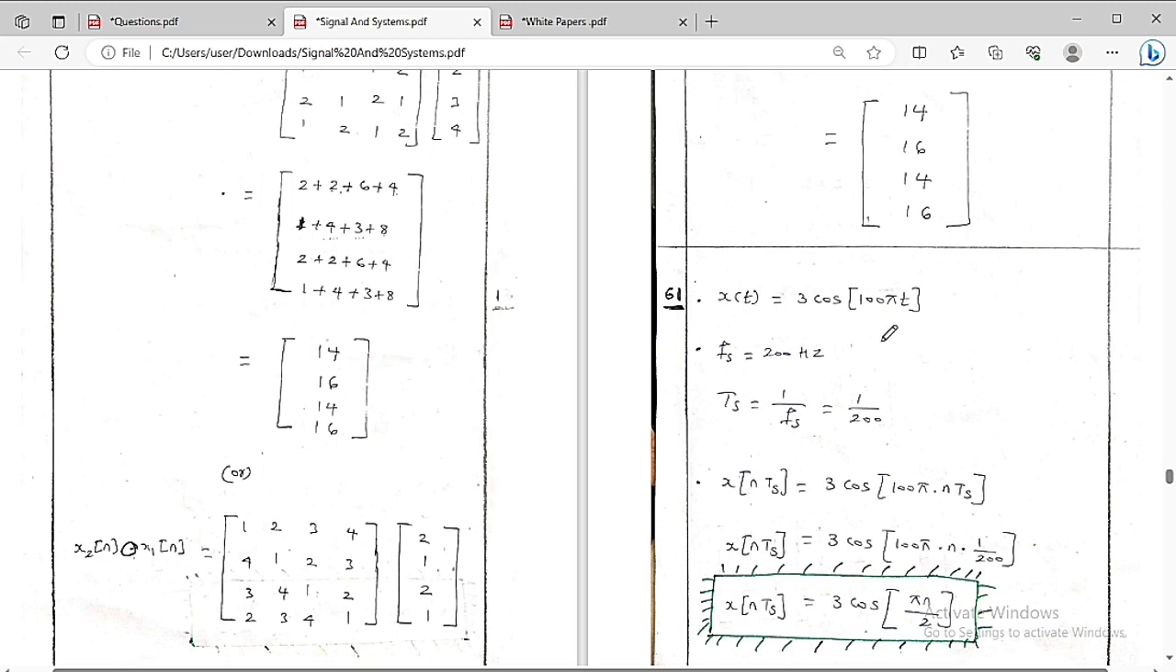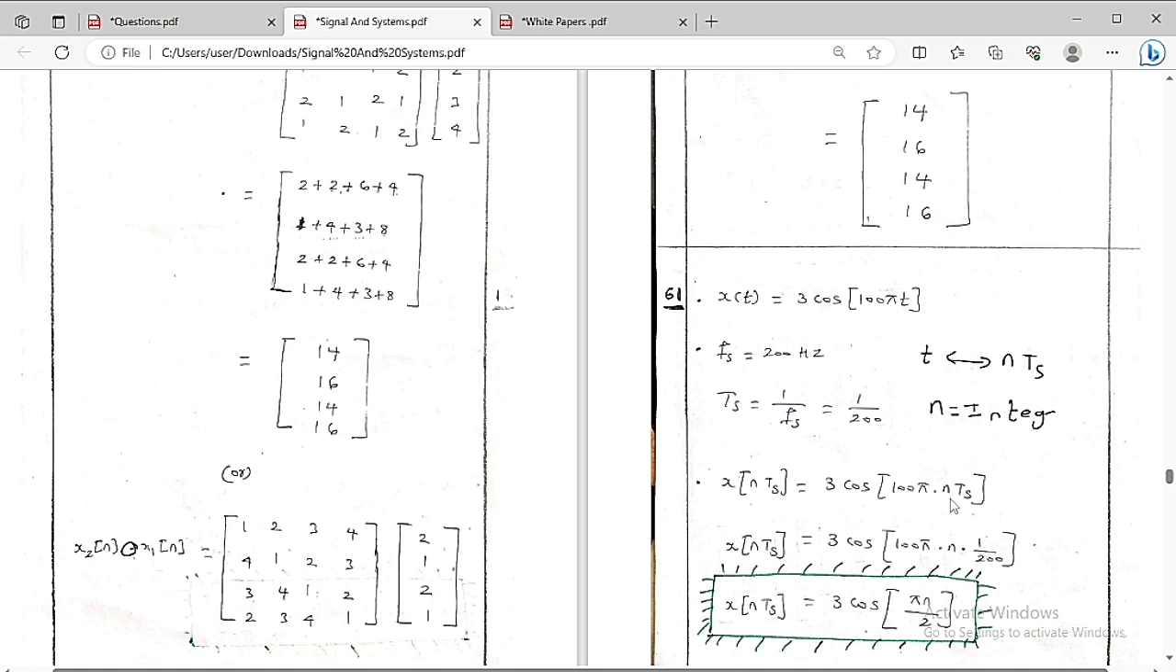So basically we are going to replace t by nTs if we want to convert the analog signal to the discrete time signal nTs. That's it. Then what are we going to get? x of nTs is equal to 3 into cos of 100 pi into nTs. n is nothing but integer values. It can be 0, it can be plus or minus 1, plus or minus 2. So n is equal to integers.